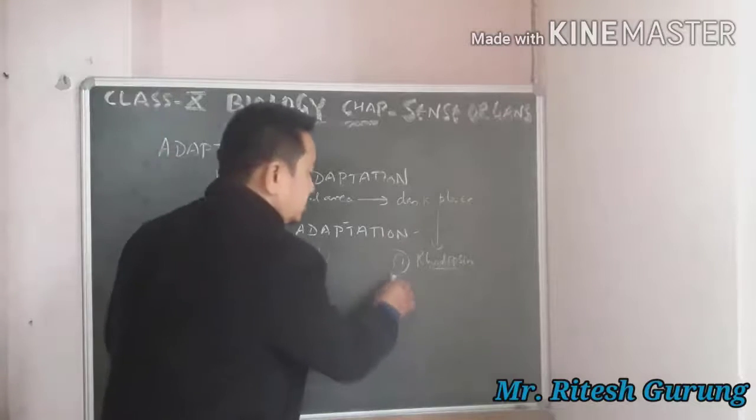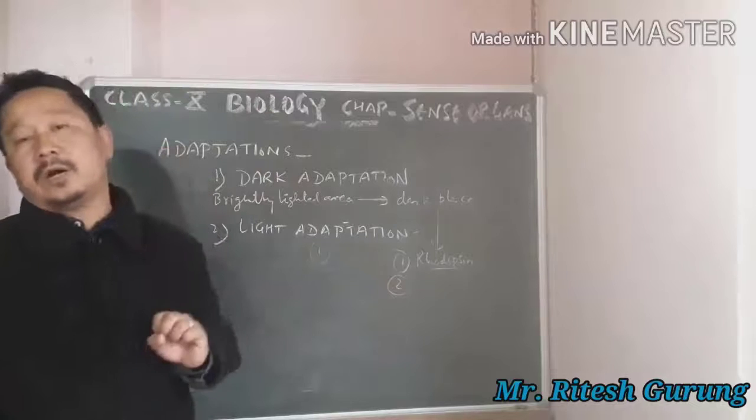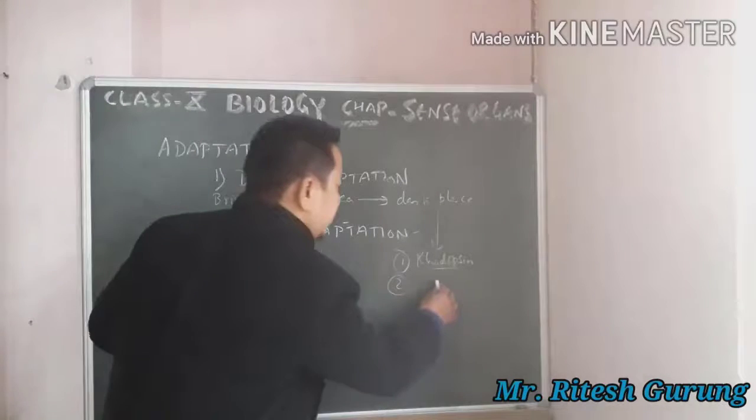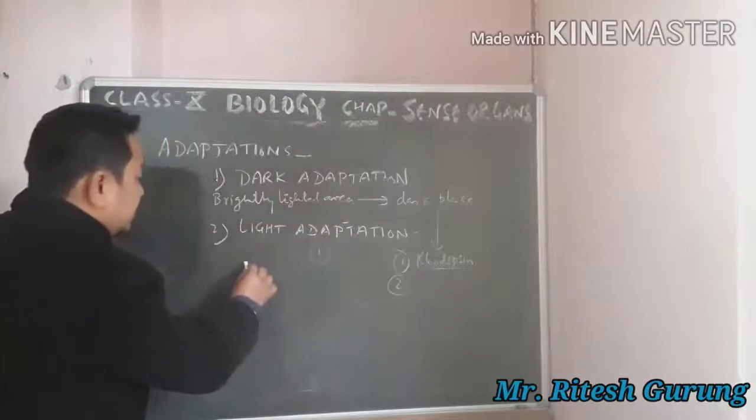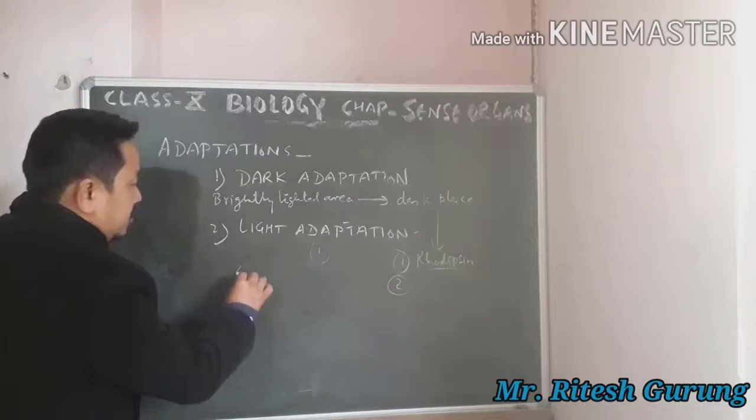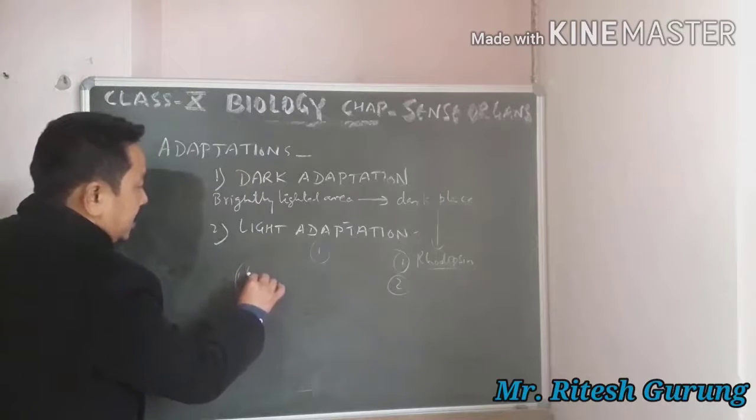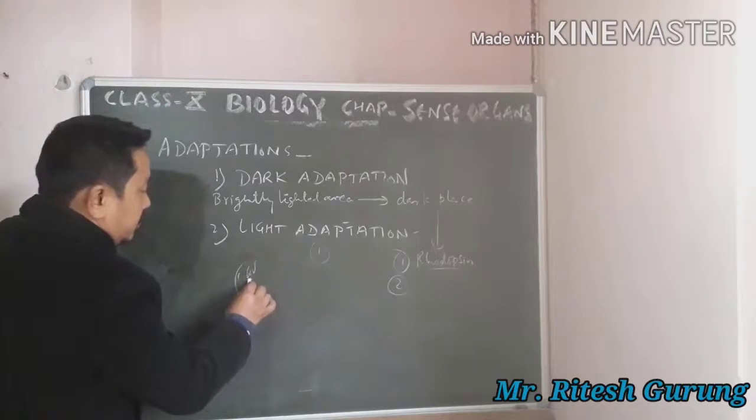Number 2, the pupil of the eye. Pupil means which one? You see here. Suppose this is your conjunctiva, cornea. Then you find the iris, which you have discussed before. And here is the lens.